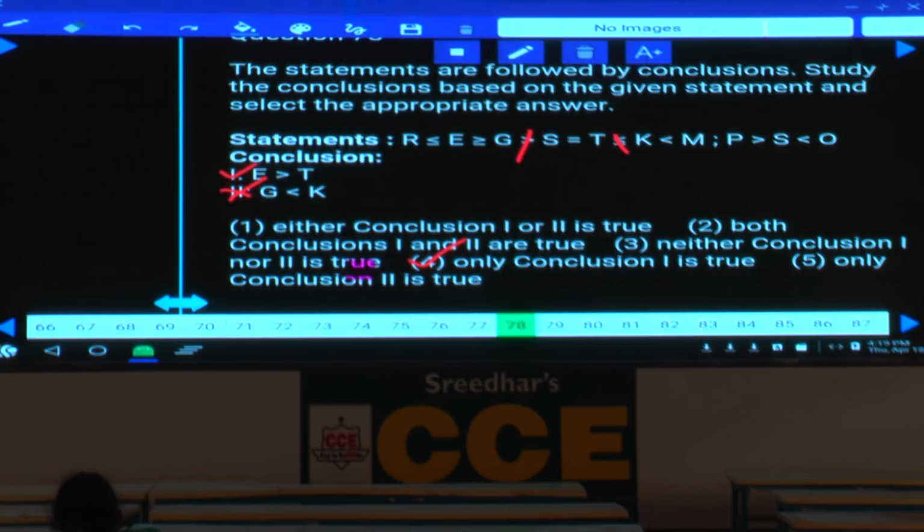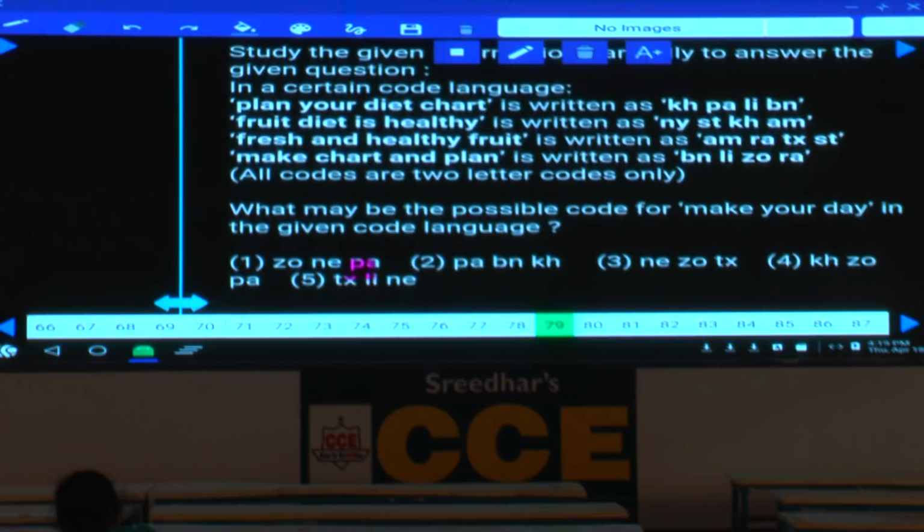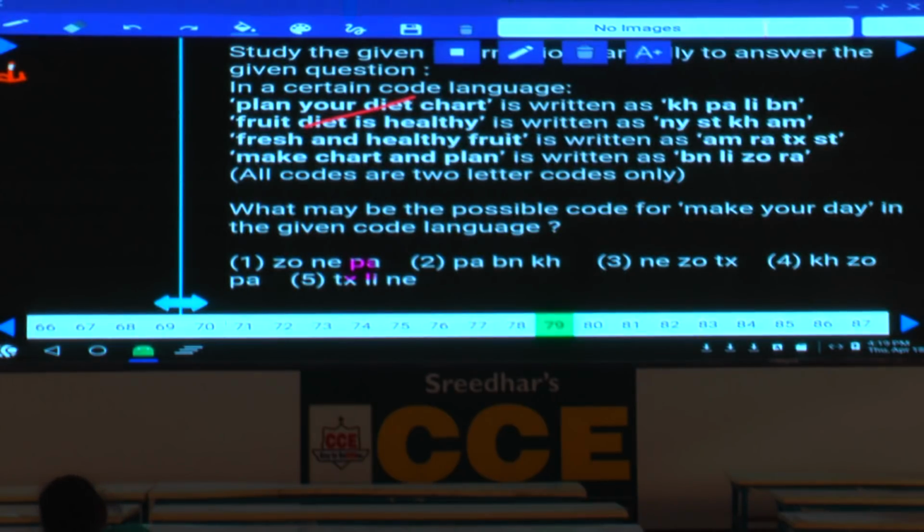Then 79 to 83, and these are based on coding and decoding. Now in this, plan your diet chart is written as, now if you compare the first and the second statements, plan your diet chart, fruit diet is healthy. Diet is the word which is common between these two. As diet is the word which is common between these two, tell me what is the code which is common here. Diet is common between these two, KH is common, and the code to the word diet is KH.